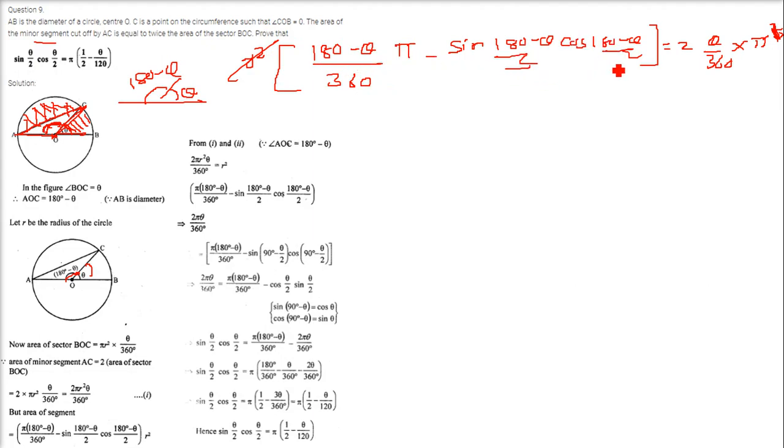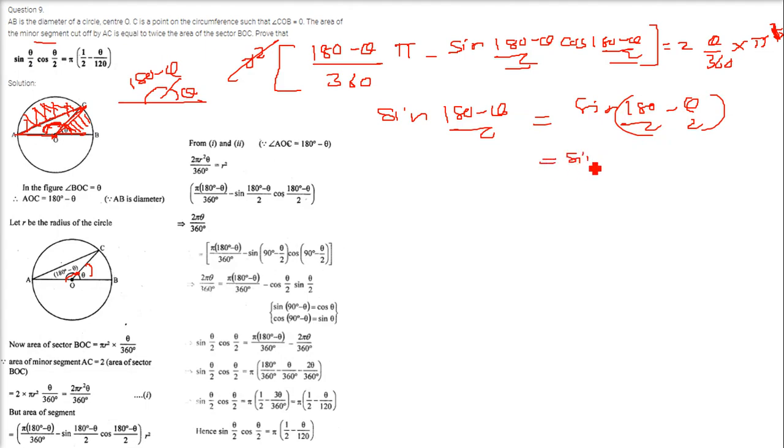First, I'll just tell you what we have to write here. Sine (180 minus theta) by 2. This is sine of 180 by 2 minus theta by 2. I can take 2 in the denominator for both of them. So it becomes sine of (180 divided by 2, which is 90, minus theta by 2). So sine (90 minus theta) is what? Cos theta. So this will be cos theta by 2.